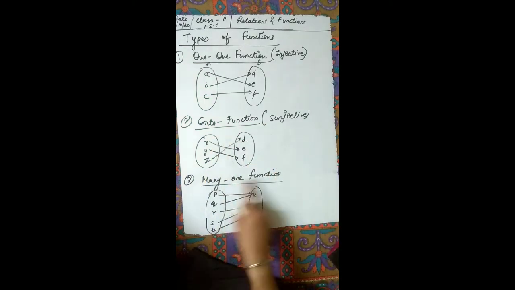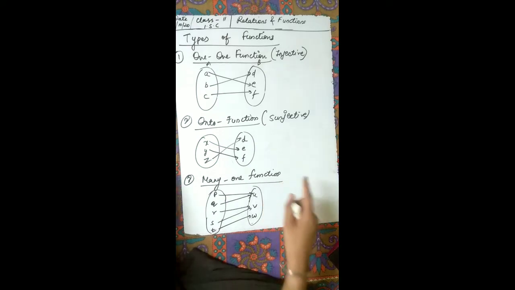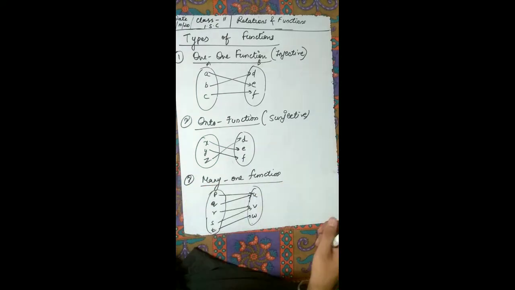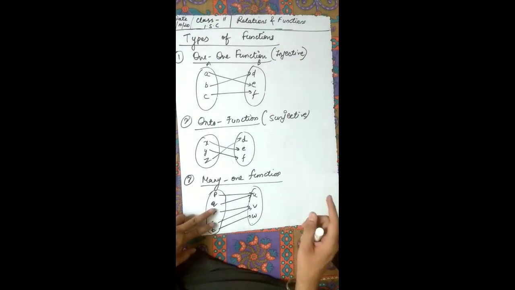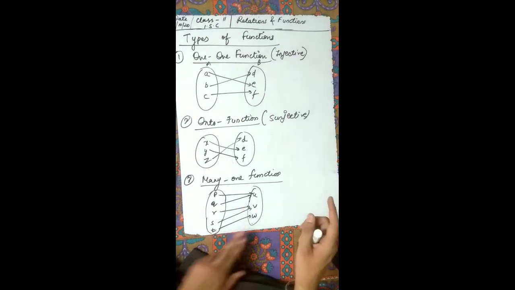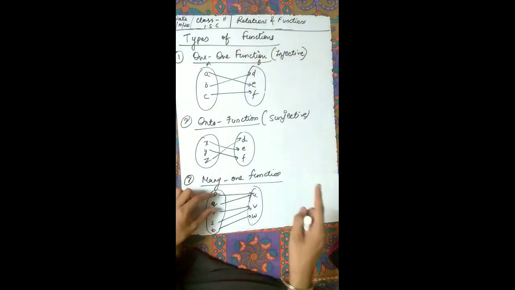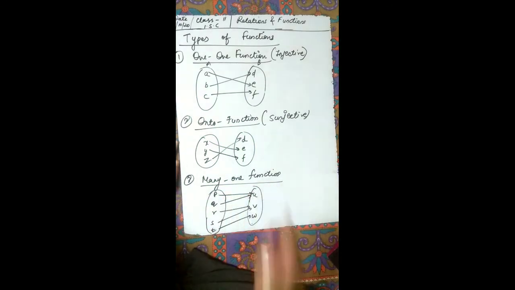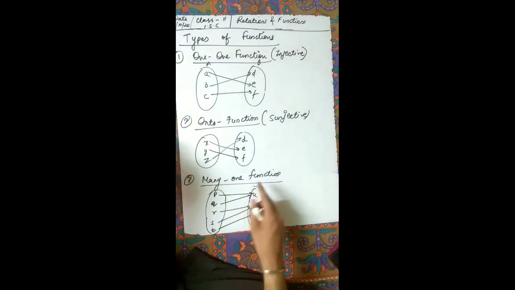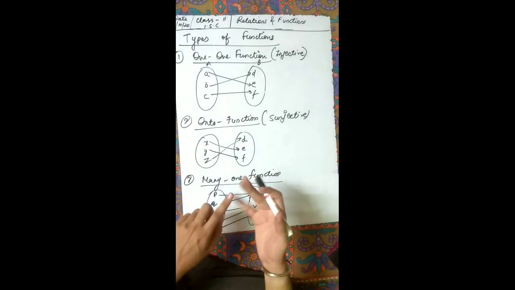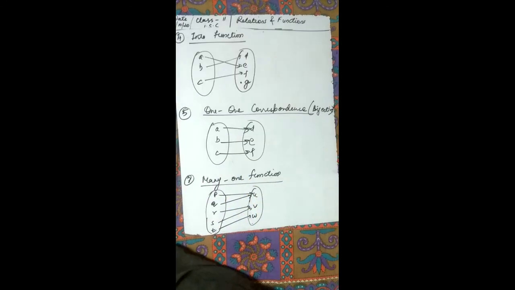Many one function: that means two elements are having one image in Y, these two are also having one image, and this is related to this one. So this is called many one function. Multiple elements having a single image is called many one function. Let us understand two more functions, that is into function and one one correspondence. Let us finish these two functions also.